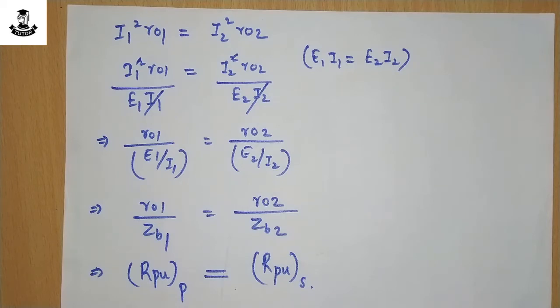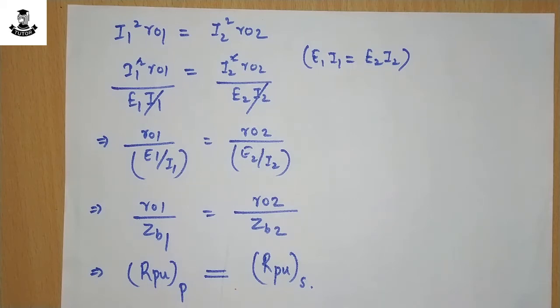Next, let's see transformer with finite leakage flux. We know mutual flux in a transformer will link with both primary and the secondary, but leakage flux will link either primary winding or the secondary winding.